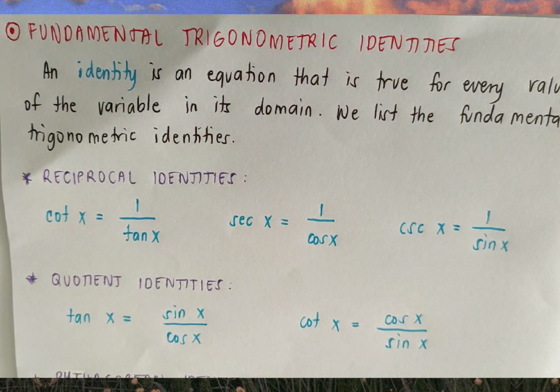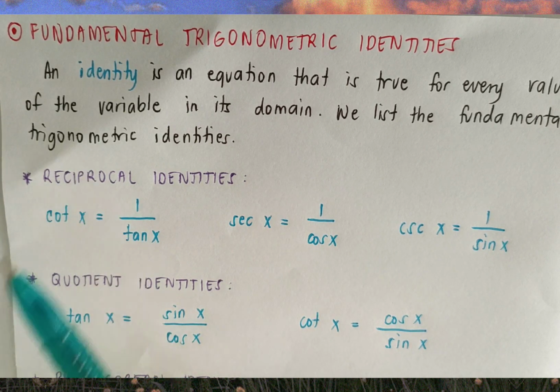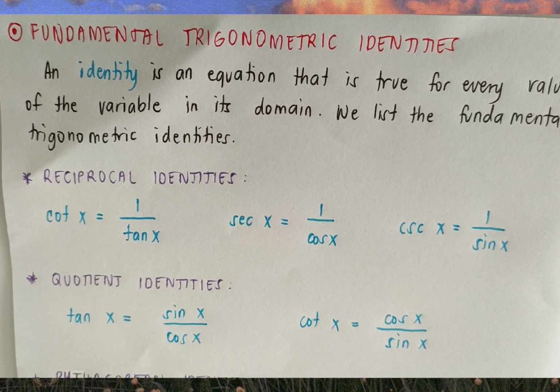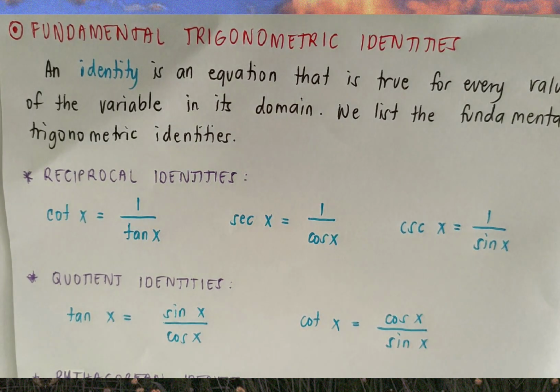Good day everyone. Today we are about to discuss the fundamental trigonometric identities. An identity is an equation that is true for every value of the variable in its domain. We list the fundamental trigonometric identities. So it is divided into four.